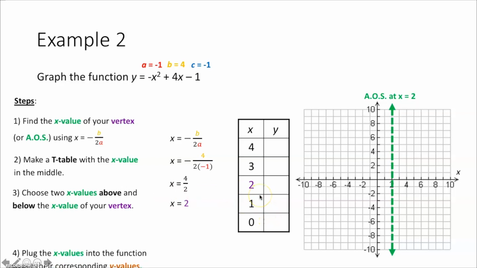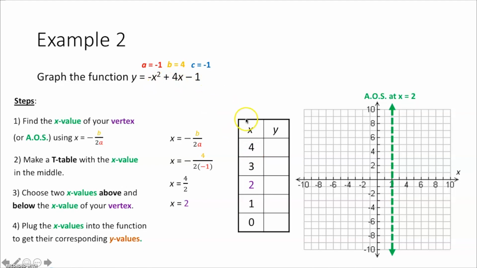We then plug in each of those x values into the original function to get the y values that go with them. Let's plug in 4. 4 squared is going to be 16. Then you tack on this negative that's out front. Don't tack it on too early. So it's going to be 4 squared, that's 16, times this negative 1 is going to be negative 16.